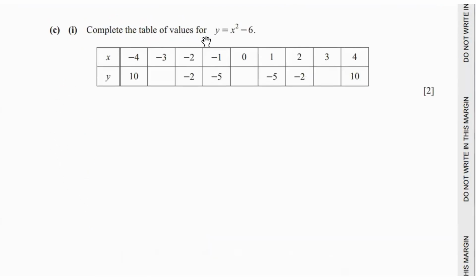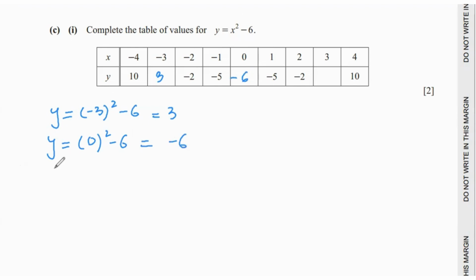Part C says complete the table of values for y equals x squared minus 6. So you just substitute the x value in the equation. y is negative 3 squared minus 6. That's going to give us 3. y is 0 squared minus 6. That's going to give us negative 6. And y is 3 squared minus 6. And that's going to give us 3 again. So as you can see, they're all symmetrical at x equals 0 because the y values are exactly the same.